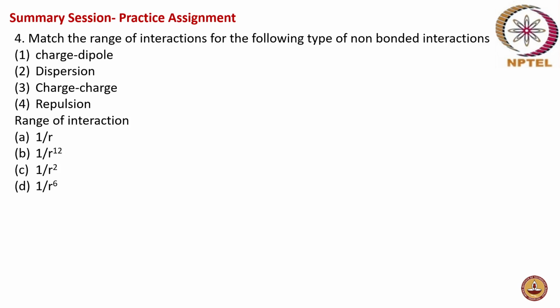Match the range of interaction for the type of non-bonded interactions: charge, dipole, dispersion, charge, repulsion. The range of interaction: 1 by r, 1 by r power 12, 1 by r square and 1 by r power 6. Just give it a try, both of you.